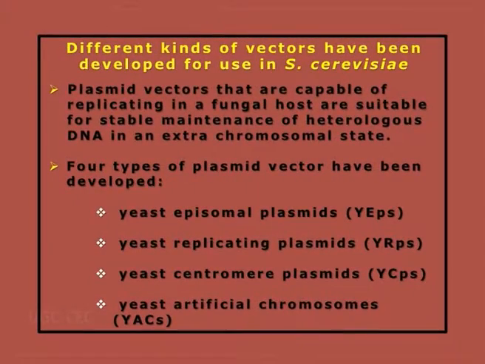Next, the different kinds of vectors that have been developed in Saccharomyces cerevisiae. First, yeast episomal plasmids. Second, yeast replicating plasmids. Third, yeast centromere plasmids and yeast artificial chromosomes.